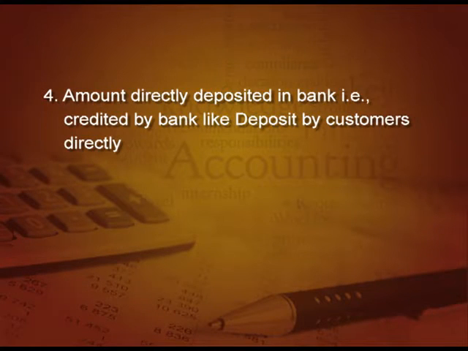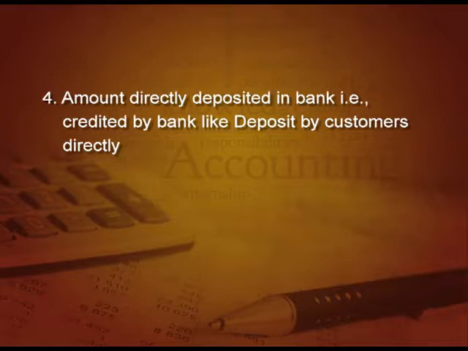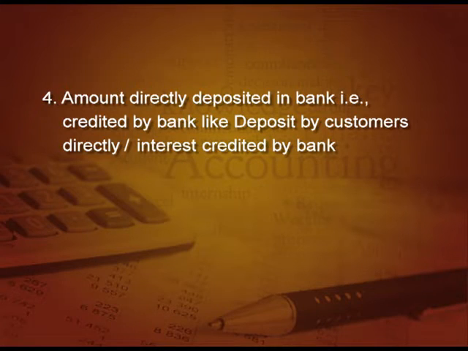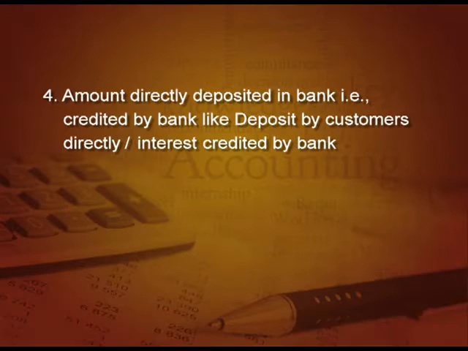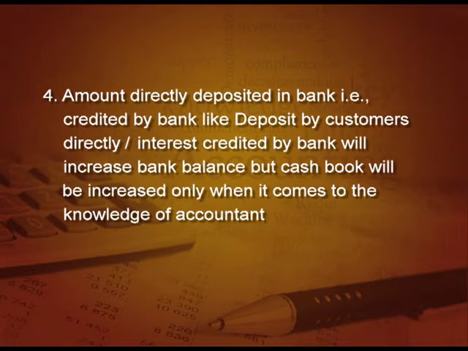Let us come to point number 4, amount directly deposited in the bank, that is credited by the bank, like deposit by the customer directly, customer of the firm, interest credited by the bank on a particular date. Now, these things will increase the bank balance in the passbook, but in cash book it will be increased only when it comes to the knowledge of the accountant. Till then difference is there. So, this is also timing difference.